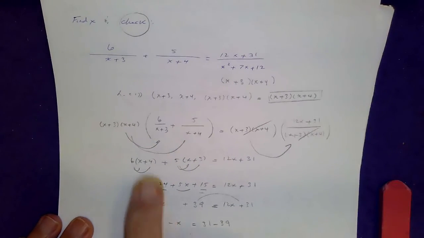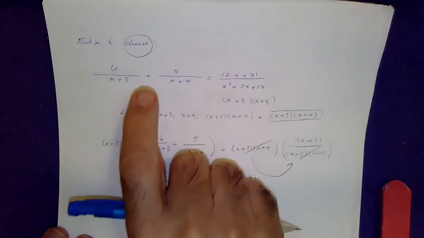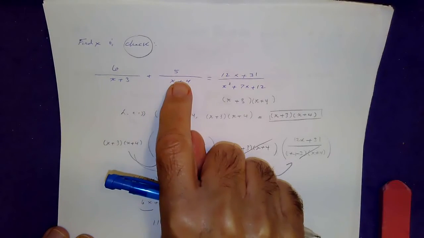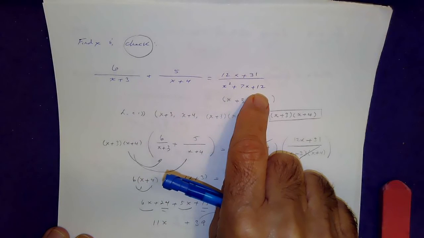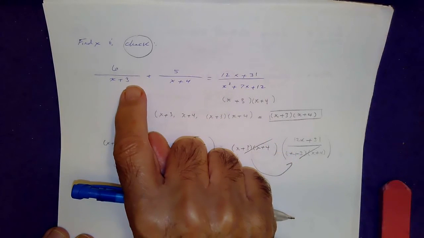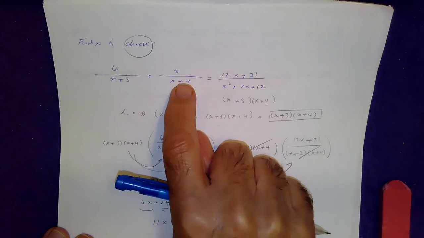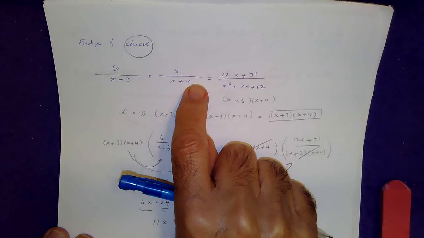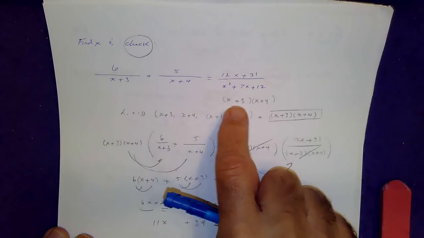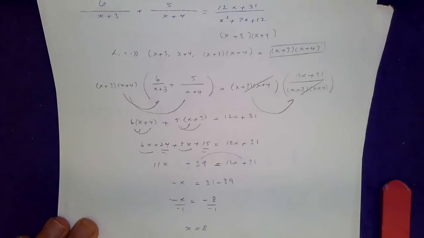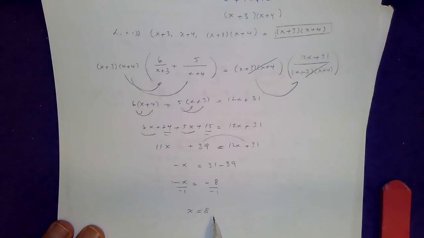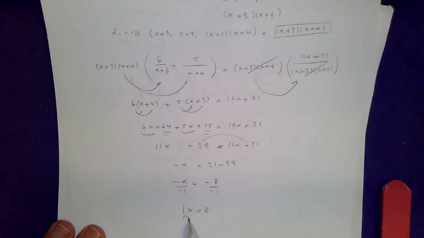Check and see that what? When you stick 8 here, here, or here, it does not make any of these denominators 0. 8 plus 3 is 11, that's good. 8 plus 4 is what? 12. And this is like 8 times 12. None of these denominators happens to be what? Equal to 0. So this, I declare, is the final answer.